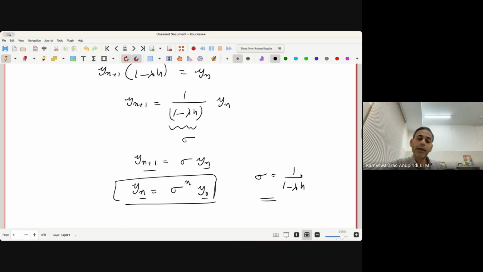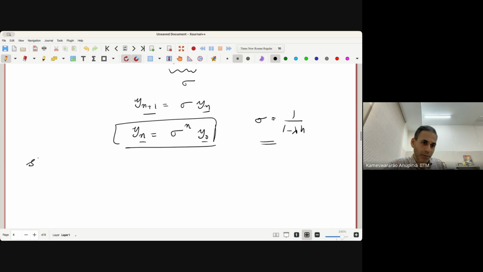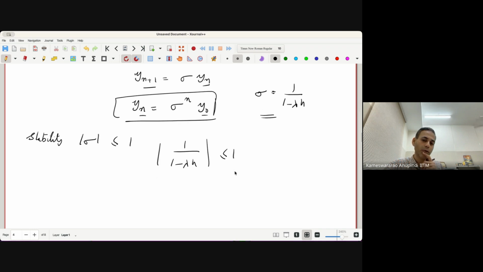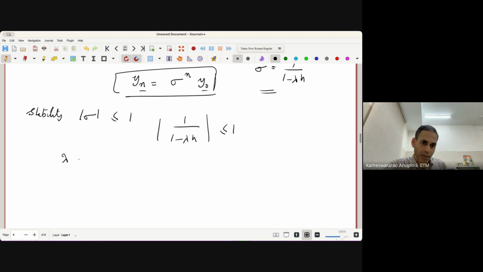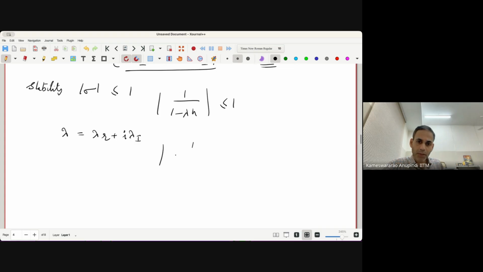Now again, what we said was, for stability, we want the modulus of sigma to be less than or equal to 1. That means the modulus of 1 by 1 minus lambda h should be less than or equal to 1. That's what we want. But in general, we said lambda can be complex. So lambda can be lambda R plus i times lambda I. If that is the case, then we have the modulus of 1 by 1 minus lambda R h minus i times lambda I h to be less than or equal to 1.